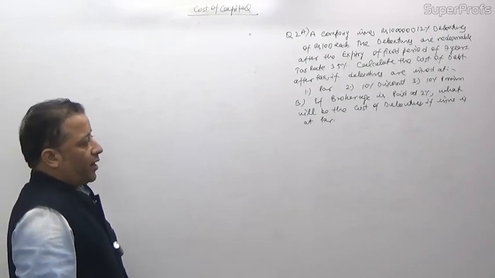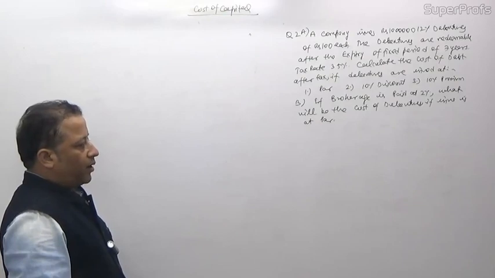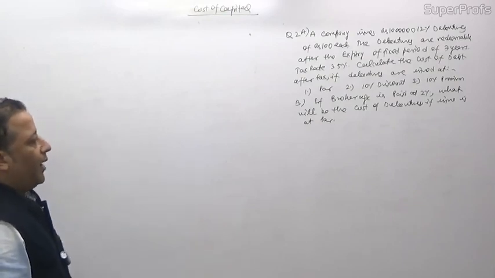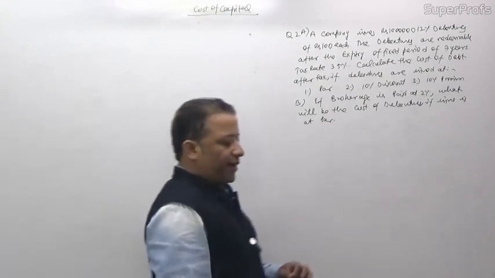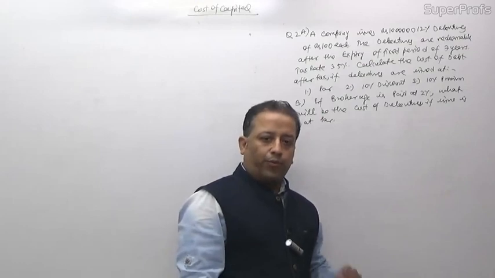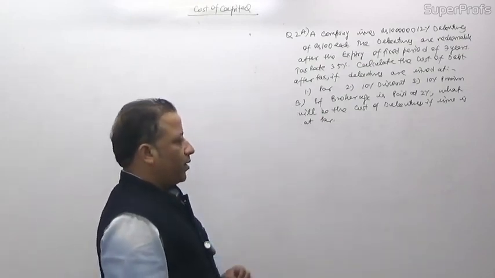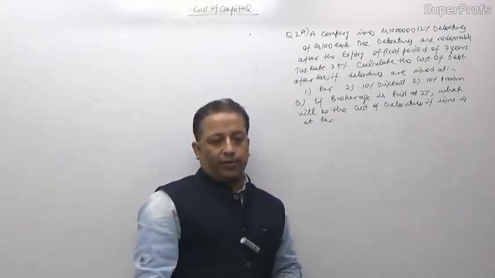If debentures are issued, in the first case at par, number 2 at discount, number 3 at 10% premium, and in the second part of the question, if brokerage is paid at 2%, then what will be the cost of debenture if issue is at par?